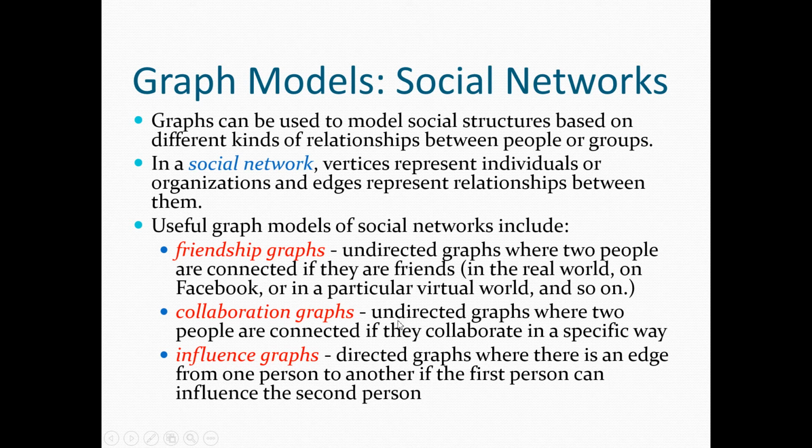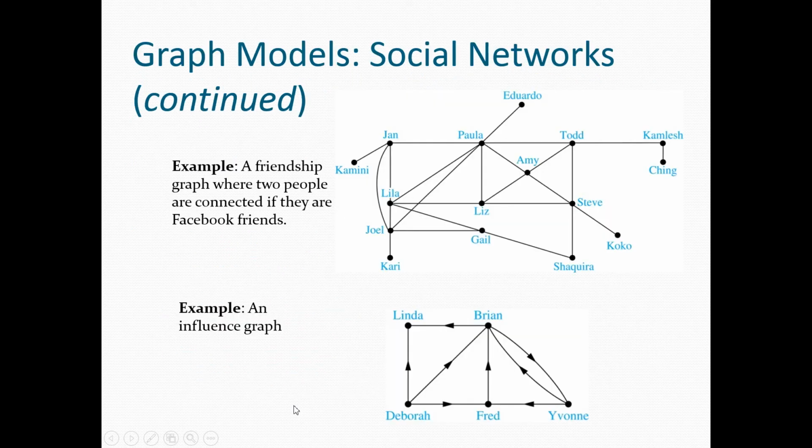Collaboration graphs are undirected graphs where two people are connected if they collaborate in a specific way. So people are vertices here, and there is an edge if they collaborate in any manner. Influence graphs are directed graphs, because one can be influenced by the other. So it must be a directed graph, with an edge from one person to another if the first person can influence the second person.